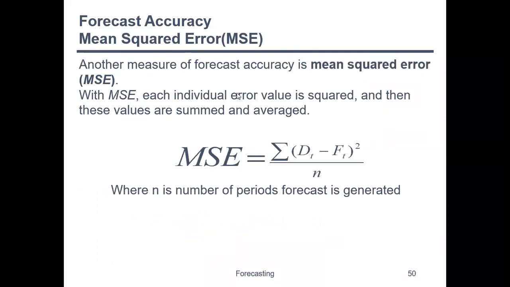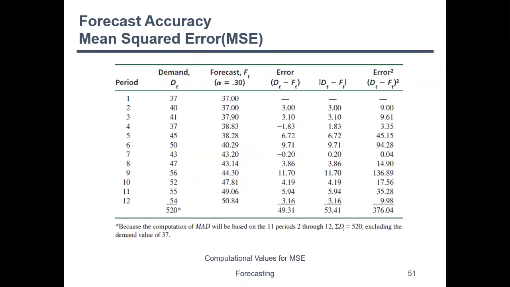Now the next one is the mean squared error. With the mean squared error, each individual error is squared, and then these values are summed and then averaged. So what it means is that we square all the errors, each individual error for each of the time periods, and then we divide by the time period.